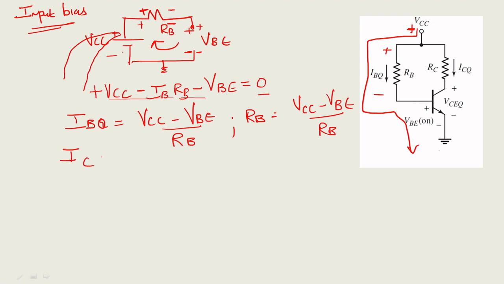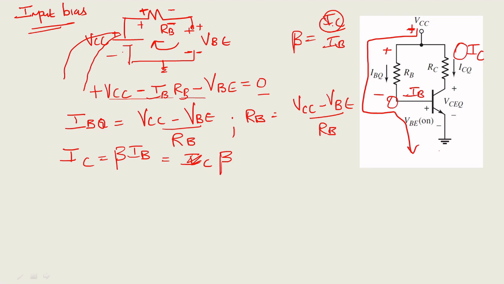Similarly, we have another relation, IC equal to beta times IB. From here I can find your IC also. So beta is a current gain factor. What is the current gain factor? Output current by input current. What is the output current? IC. What is the input current? IB. So that is the relation, beta equal to IC by IB. From here I can write IC equal to beta times IB. So that is how the formula came. So what is IB? We know VCC minus VB divided by RB.